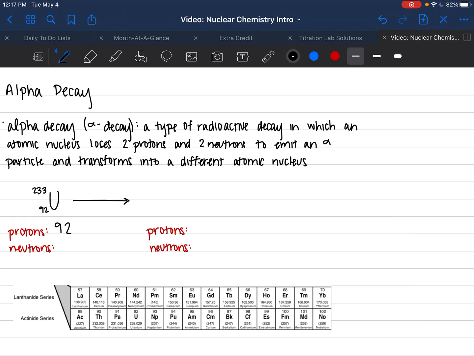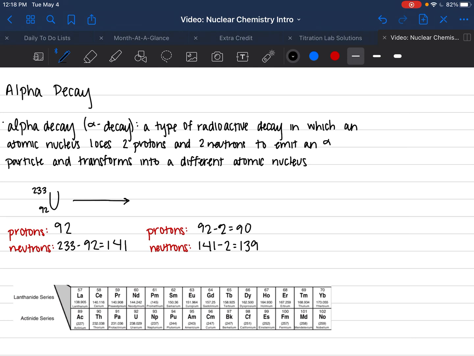The top left-hand side, that's our mass number, and that is the protons plus neutrons combined. So if I want to find just the neutrons, then I have to take that number, subtract the number of protons from it, and you should get 141 neutrons. So remember we said we're taking away 2 protons for alpha decay. So 92 minus 2 is simply 90. And then we're also taking away 2 neutrons. So 141 minus 2 is equal to 139.